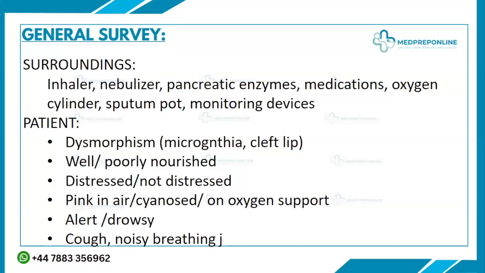In the patient, you're looking for dysmorphic features relevant to the respiratory system, of course, a receding chin and any sutured or repaired cleft lip, because that may be associated with a cleft palate. And then you see if the child is poorly nourished or well nourished, whether or not he or she is distressed, whether or not he or she is well perfused, pink in air, cyanosed, on any oxygen support. This is also an important thing that you will only find while you're having a general survey, not while you're close to the child. See if it's an alert child or a drowsy child.